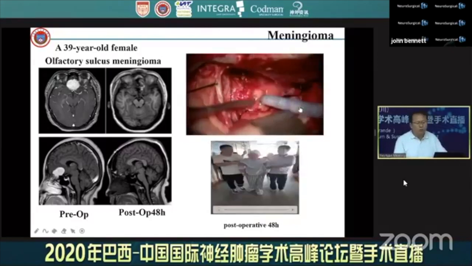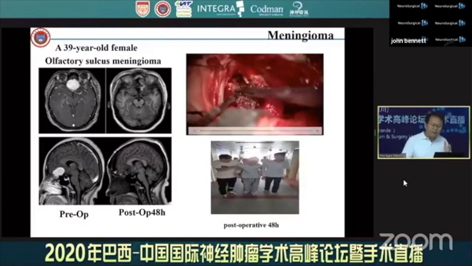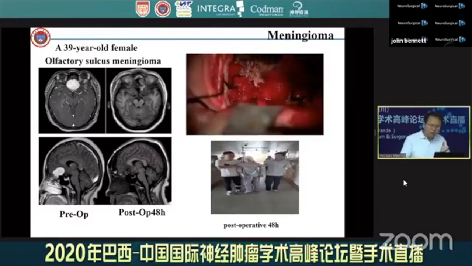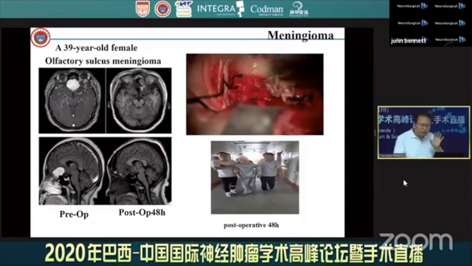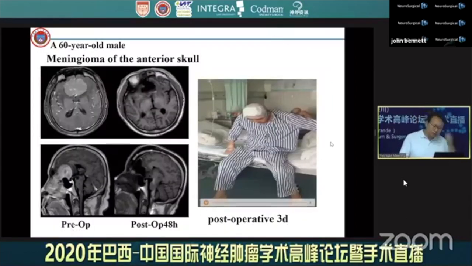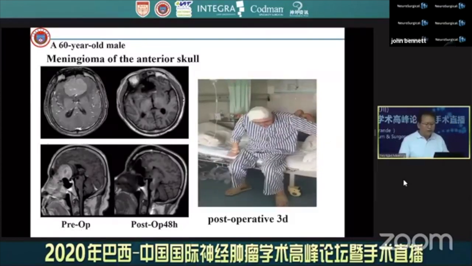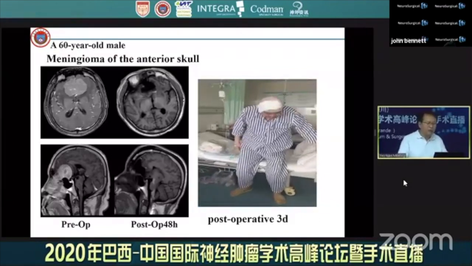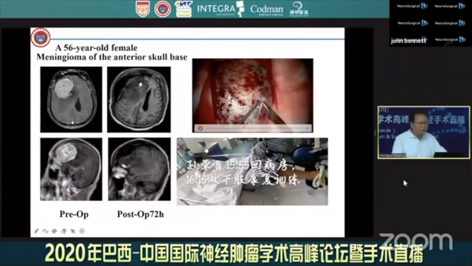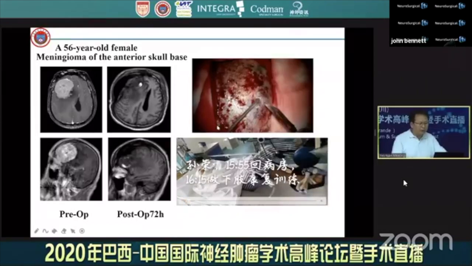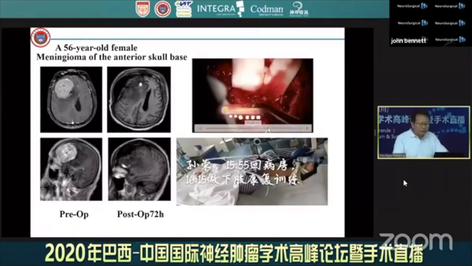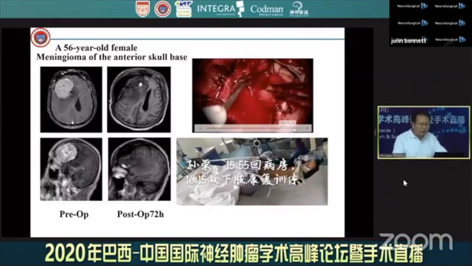So with this ultra CUSA, I think if you want to achieve your resection, you should be more patient, use some good equipment, and not push to catch the structures and the lesions. So this is also a 60 year old with meningioma of the anterior skull base, 3 days. Right. Then this is a 50 year old female with meningioma of the skull base. So we quickly see this case.